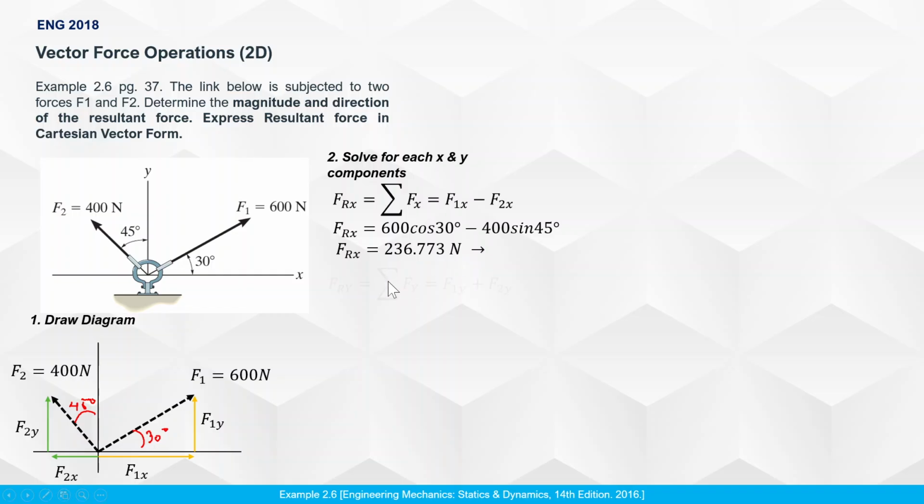It has the arrow. Then of course, next is the y, you would do the same. In this case, both are positive. So, 600 sine. So, F1, 600 sine 30 degrees. And then F2 is simply 400 cosine.